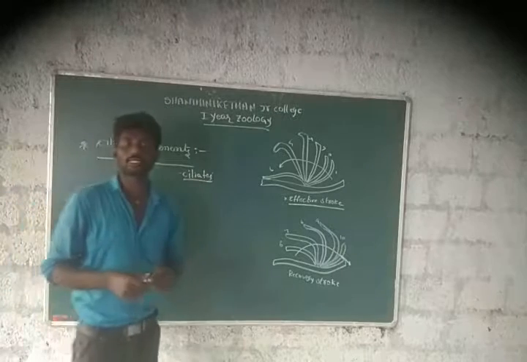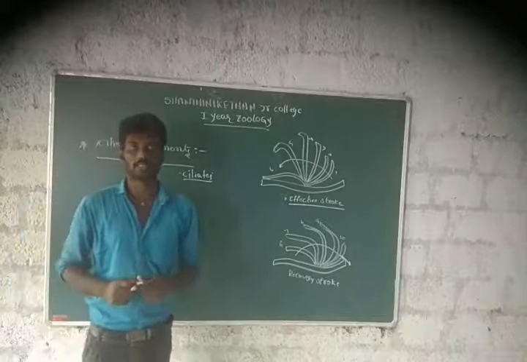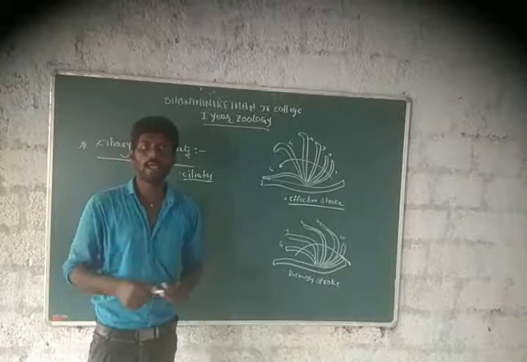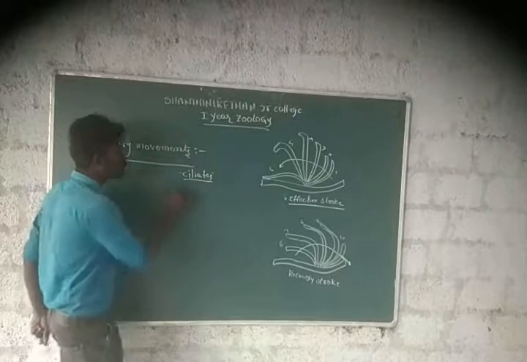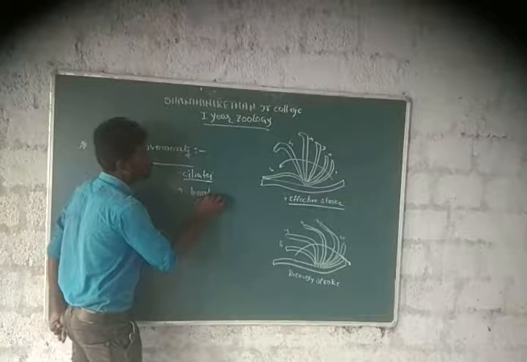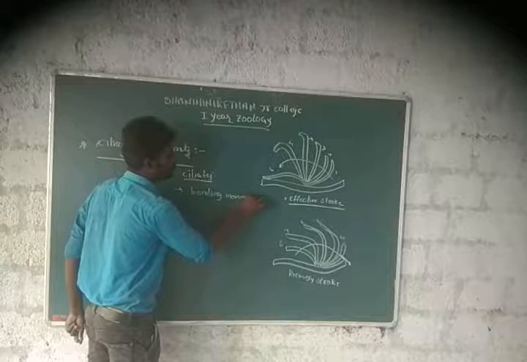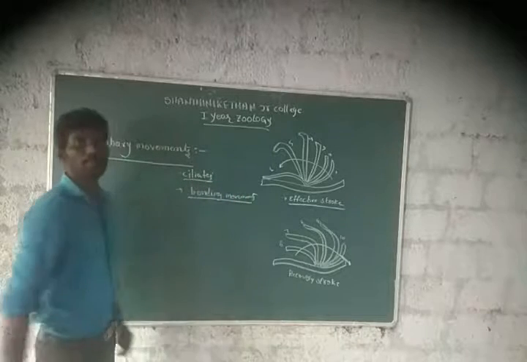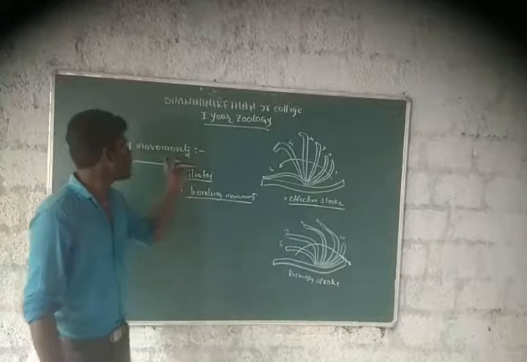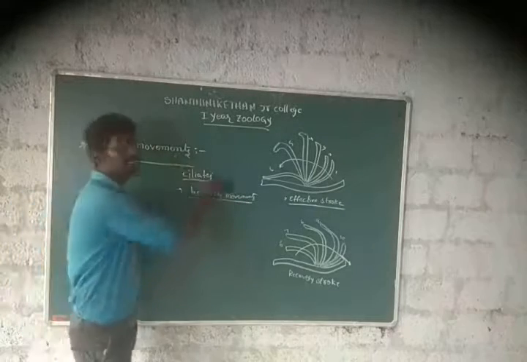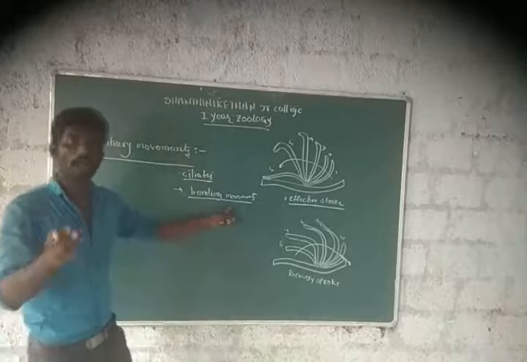In the previous class we discussed that the cilia's locomotion is a pendular movement. This pendular movement is also known as a bending movement. So the ciliary movement is which type of movement? Bending movement. The ciliary movement is observed in ciliates, and this kind of movement is a bending or pendular movement.